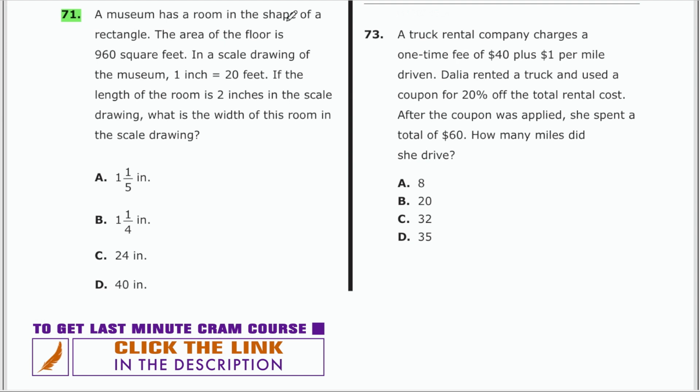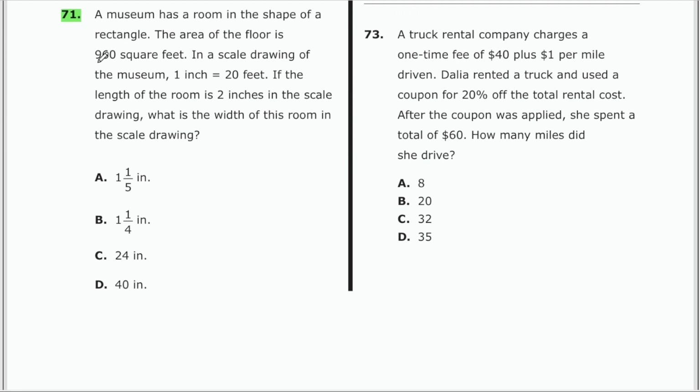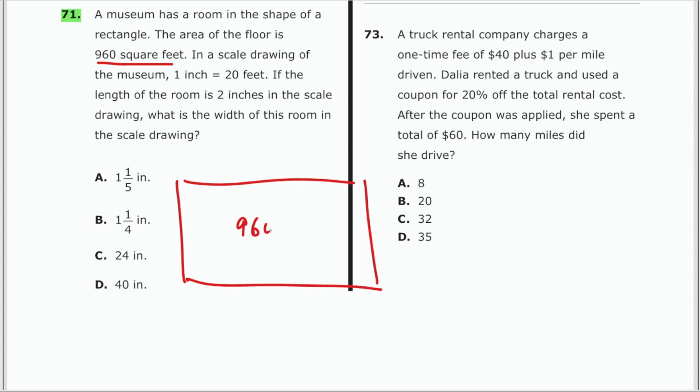So we have a huge museum in the shape of a rectangle with 960 square feet area. So let's draw this out, right? So this area here, it's a rectangle, it's 960 square feet. Now, we do not know each side. However, we do know the conversion. 1 inch is equal to 20 feet. So what I'm going to do, I'm going to convert this big area into the scaled area.